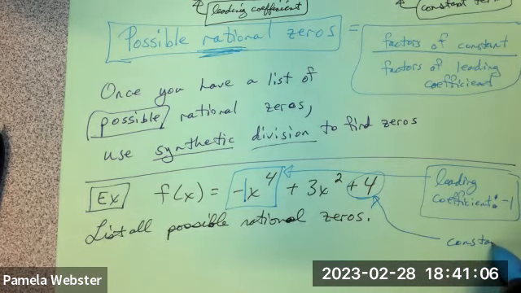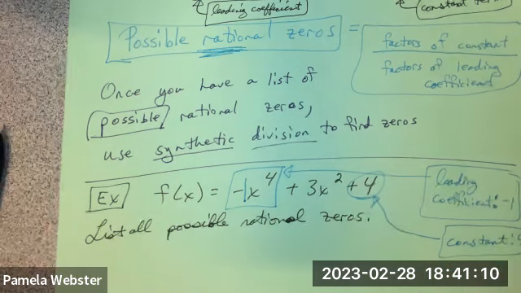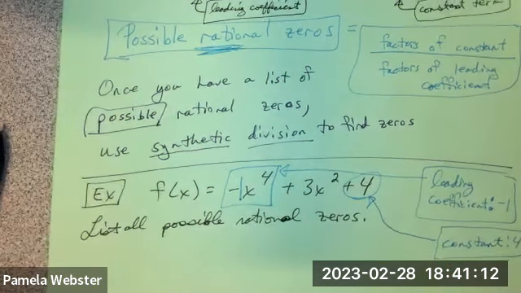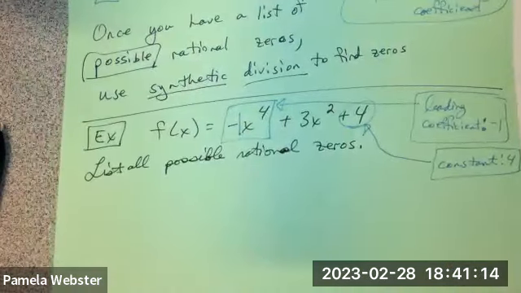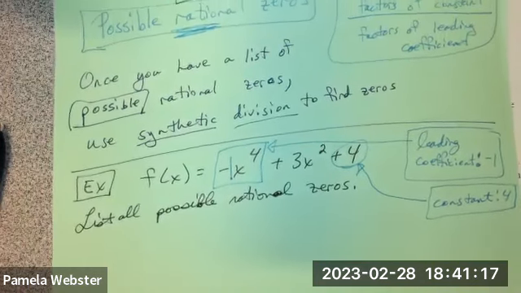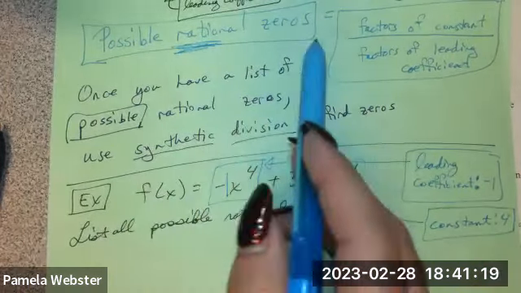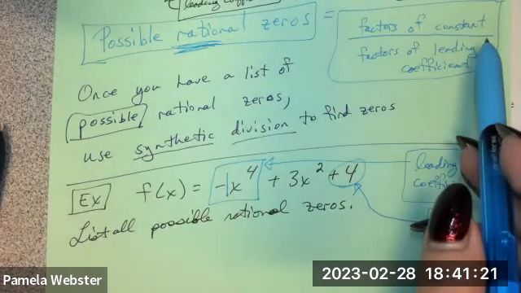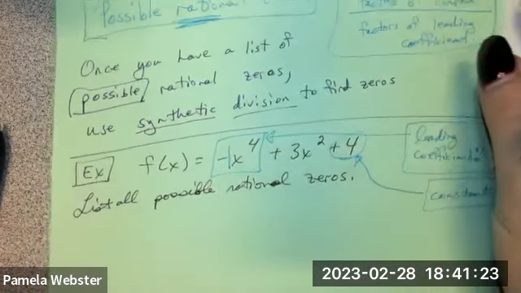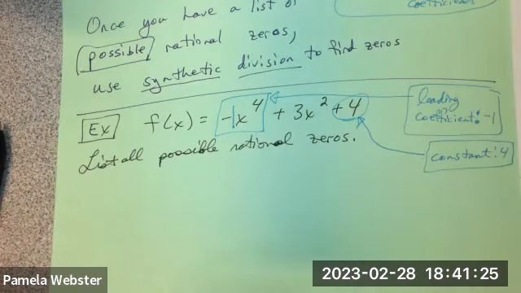Constant is 4. Okay. I need those two things in order to be able to figure this out, okay? And what it said was, in order to list all the possible rational zeros, I needed to write all the factors of the constant, divide by all the factors of the leading coefficient. So that's what we're gonna do, okay?